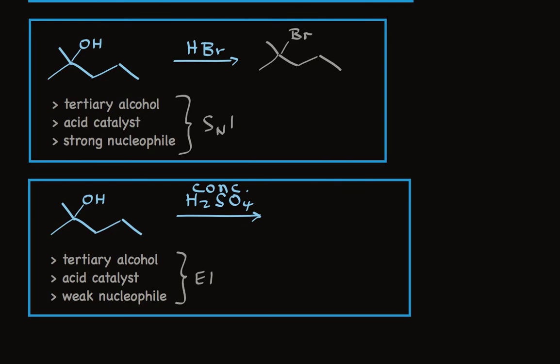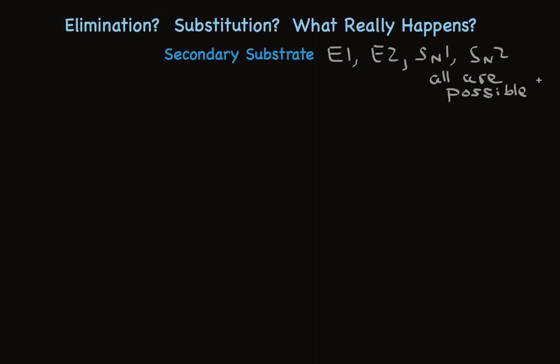Now let's look at some secondary substrates. They're a bit more complicated because more possibilities exist. Both elimination and substitution, and both mechanisms for each are possible.